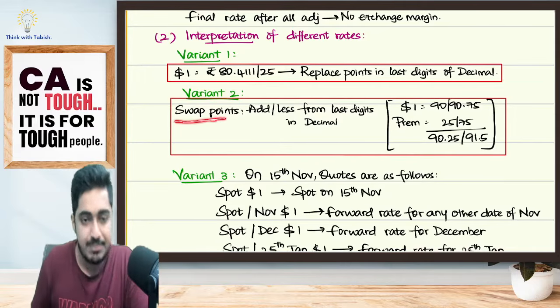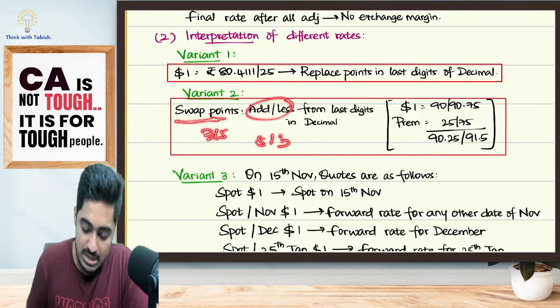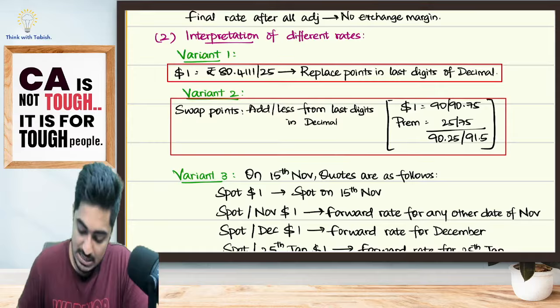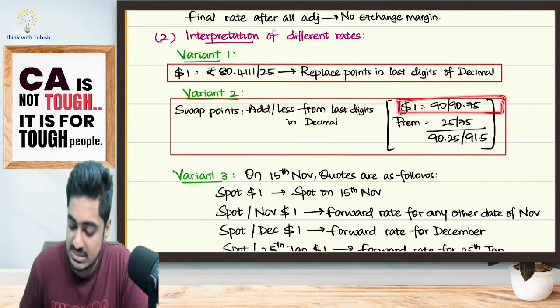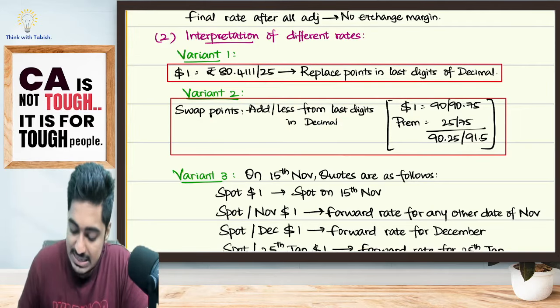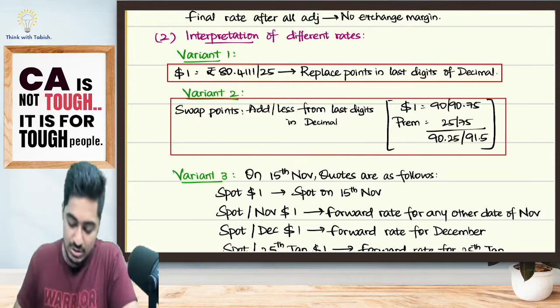When swap points are given, like 3/5 or 5/3, what will I be doing? I will be adding or reducing from the last digits of the decimal. Suppose the question says today's dollar is 90/90.75 and premium is 25/75. Will I be adding 25 rupees? No. It is swap points in terms of decimal. From the last decimal digits, I will do the calculation.